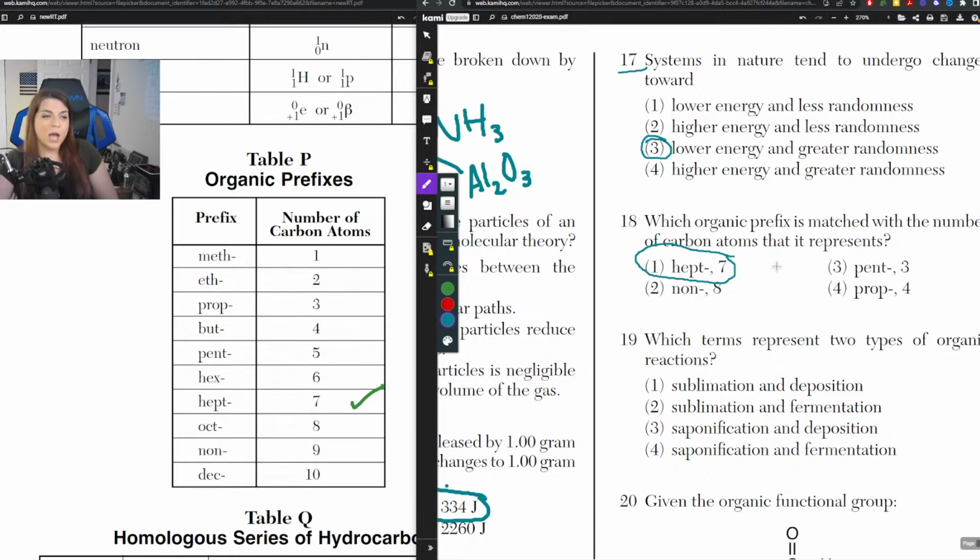I would bet that the most common wrong answer is propan 4. Because prop and but, people get confused a lot. So that's that.